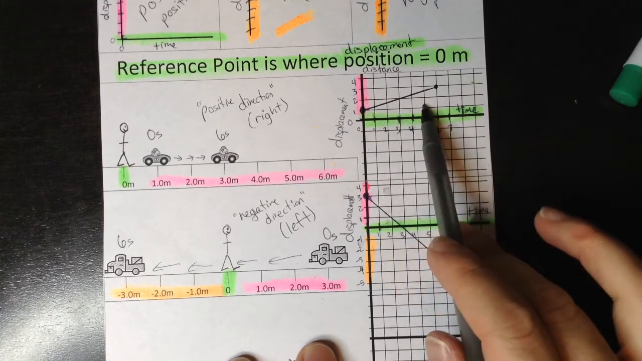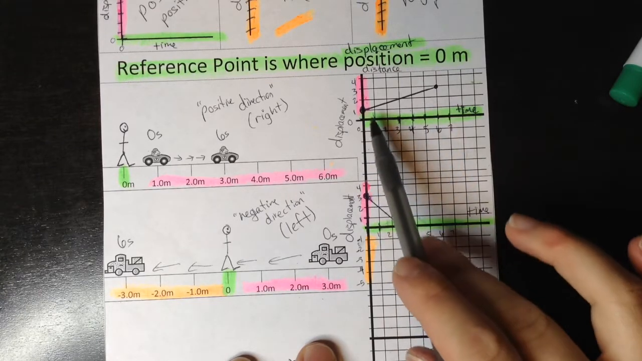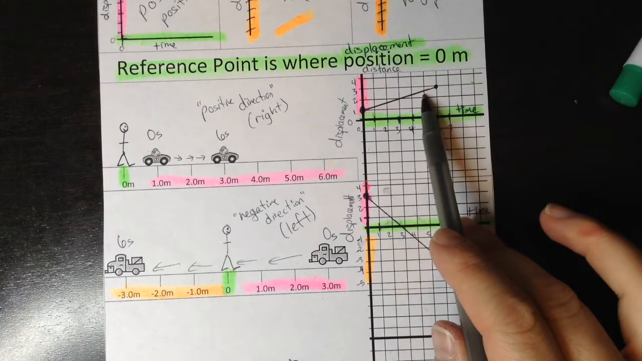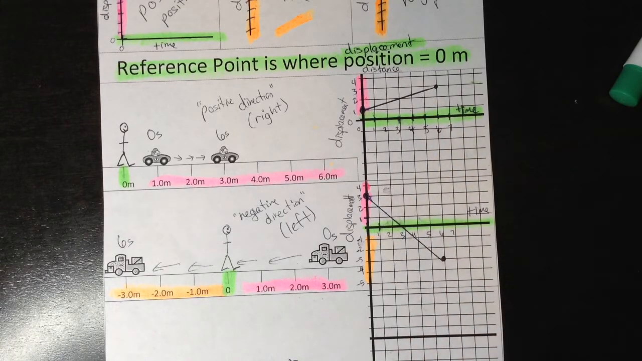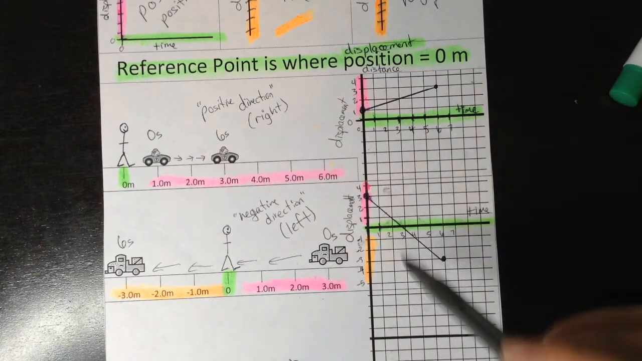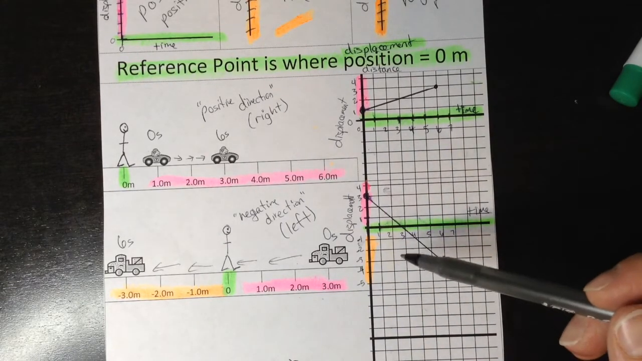So you can see how this slope goes up and that slope goes down. And if you remember from algebra, we have a positive slope and that is a negative slope. So that helps you understand that idea of what the slope can tell you.